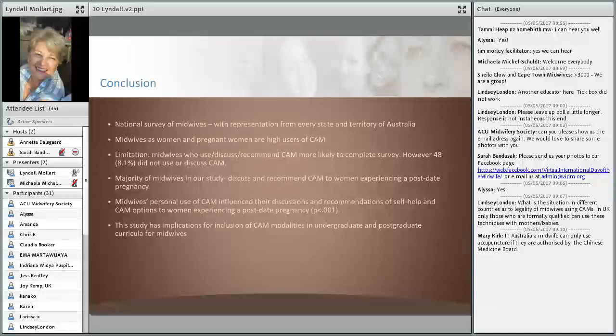We are hopeful that our study's findings, which is in our next section of the survey, will be published in the future, and that will concentrate on looking at midwives' education and training in CAM. The findings included in this presentation have been submitted for publication, and we are currently awaiting feedback and hopefully will be published this year.